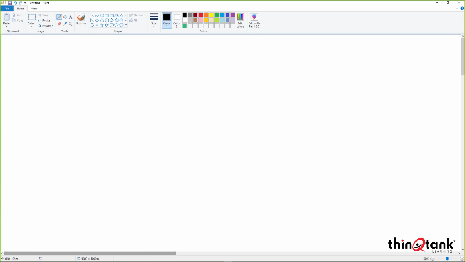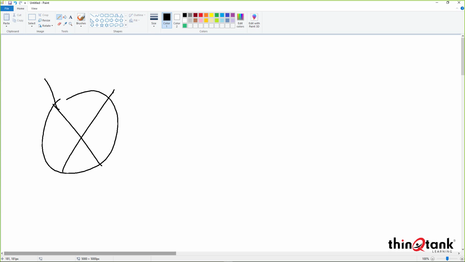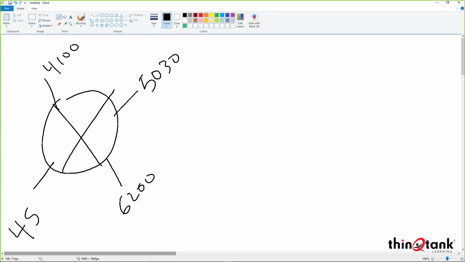Let's do something a little bit easier so we don't have to divide it up as much. Let's take the same network here, but now we have 4,100 hosts. Here we have 5,030 hosts. Here we have 6,200 hosts. And here we have 4,500 hosts. Okay, same concept.